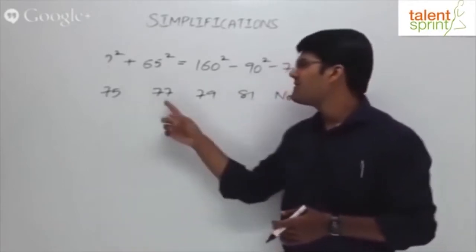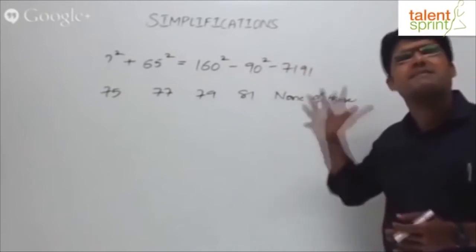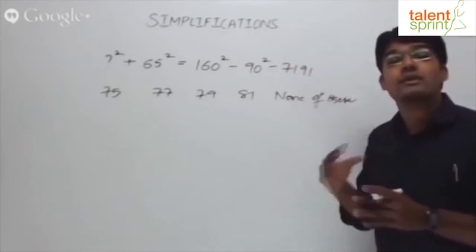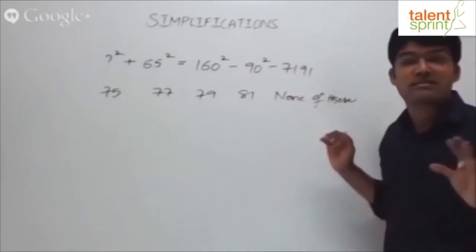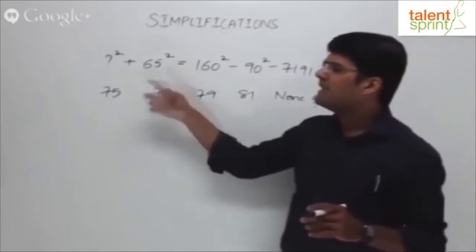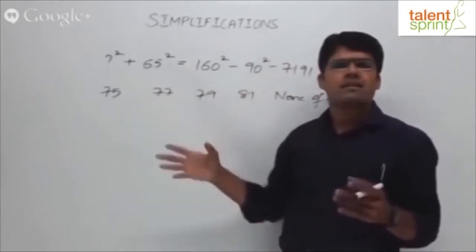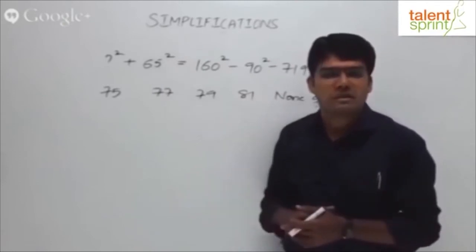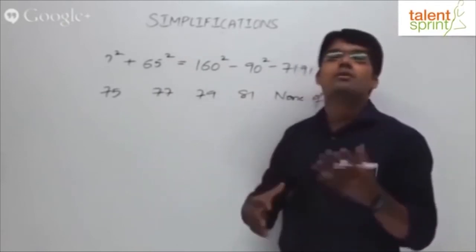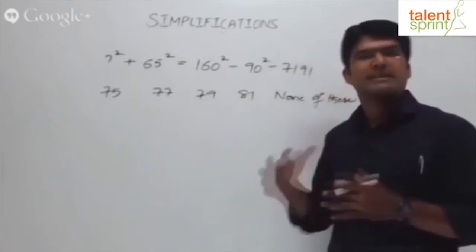Look at this: 5, 7, 9, 1. So make some sense, go for units place method. If at all you're ready to take a chance, because the fifth option still is none of this. If all the answers are ending in 5, let's say, or all are ending in 7, then there's no point in going for units place method, right? So depending on the option, you have to select the method, right?